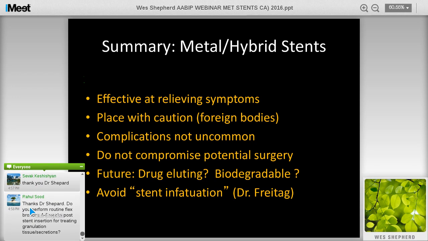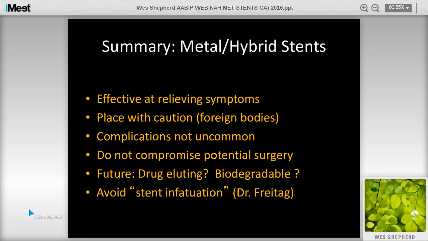Great. And we have another question from Dr. Joshua Filner that asks, if you have a fracture of a metallic stent, under what circumstances do you remove it versus do you leave it in place?